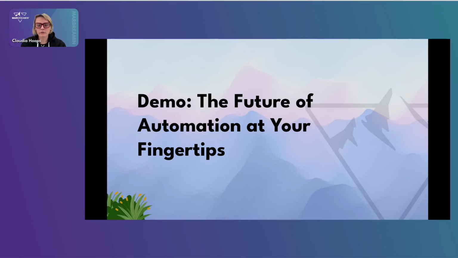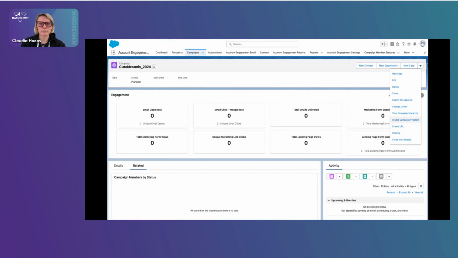Okay, so let's dive into the demo, the future of automation at your fingertips. To plan my event Cloud Dreaming 2024, I will first of all, big surprise, create a campaign code. Then next, I'm clicking on the down arrow for more buttons, and I'm opening my Screenflow by clicking on Create My Campaign Program.